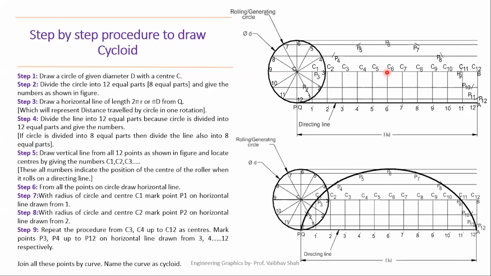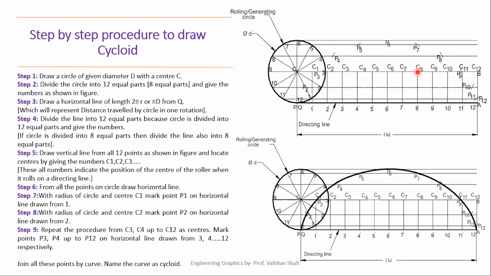So if we are selecting the center C6, we have to cut the line passing from point 6. This is point 6 and my line passing from this point 6 is this. So we have to cut the arc from this C6 center somewhere here to get this point P6. Now from C7, we have to cut the line of 7. So this is the line of 7, and we have to cut it somewhere here to get P7.